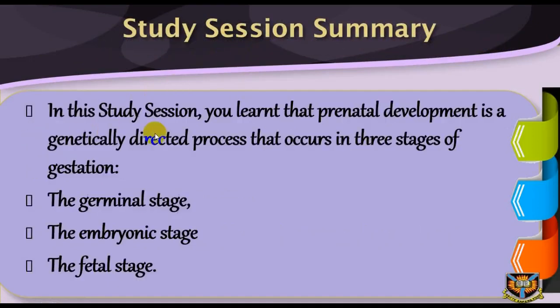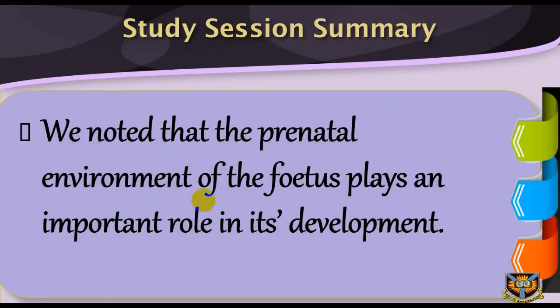In this study session, you learned that prenatal development is a genetically directed process that occurs in 3 stages of gestation: the germinal, embryonic, and the fetal stage. We noted that the prenatal environment of the fetus plays an important role in its development.